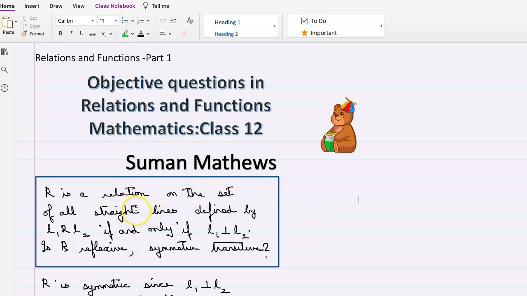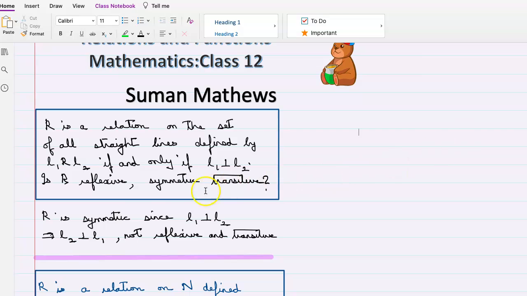R is a relation on the set of all straight lines defined by L1 is related to L2 if and only if L1 is perpendicular to L2. Is R reflexive, symmetric, or transitive? Now R is symmetric since L1 is perpendicular to L2 implies L2 is perpendicular to L1. But R is not reflexive because a line cannot be perpendicular to itself. Also, if L1 is perpendicular to L2, and L2 is perpendicular to L3, it does not mean L1 is perpendicular to L3. So R is not transitive.